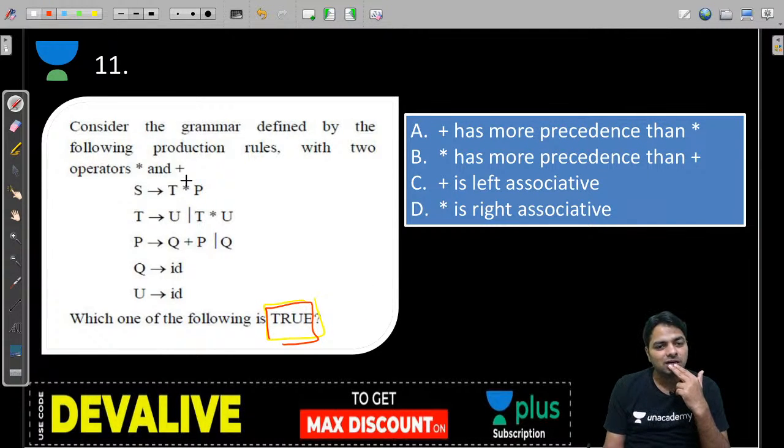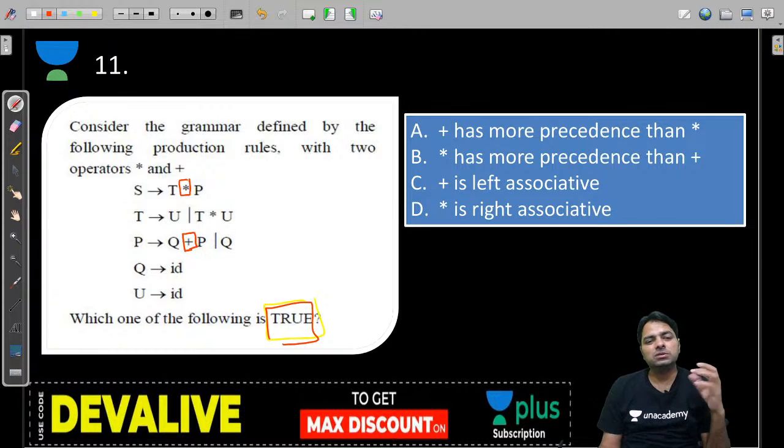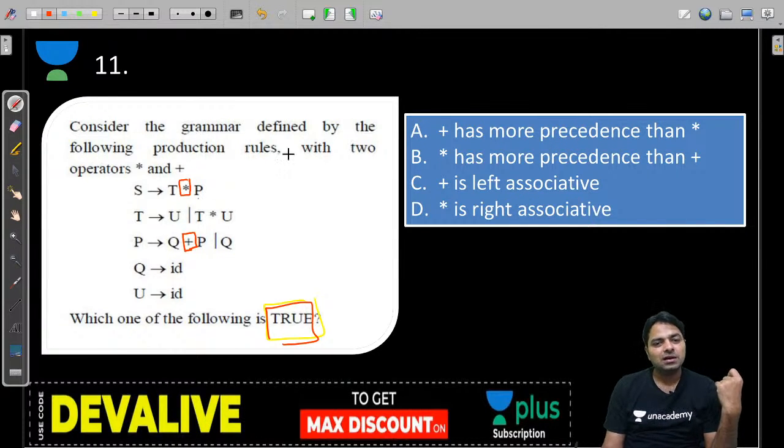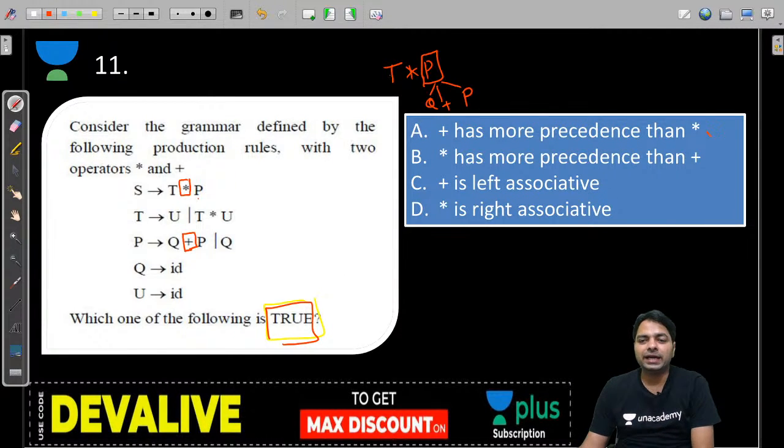And when you have this star here, plus comes from left or right, it doesn't matter. If it comes, then definitely plus has more precedence. Look at that, from T, I need to reach this plus. Is it possible to get the plus from the bottom? Just look at P, yes, T star P. And from P, you can get Q plus P. It means plus has more precedence. Okay, it looks correct.